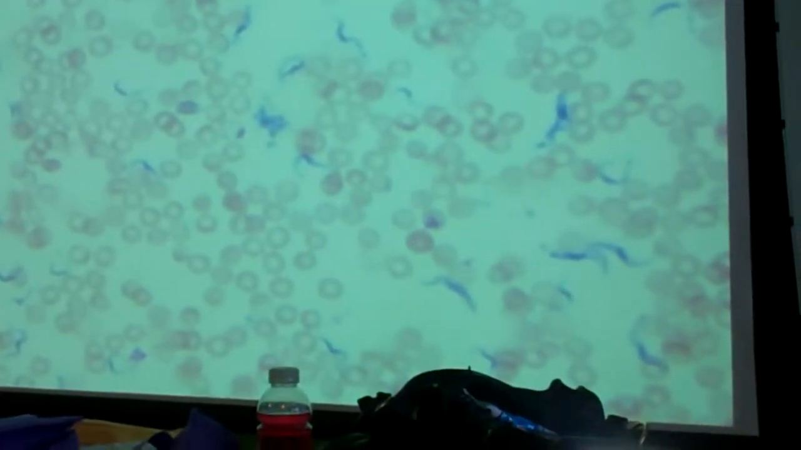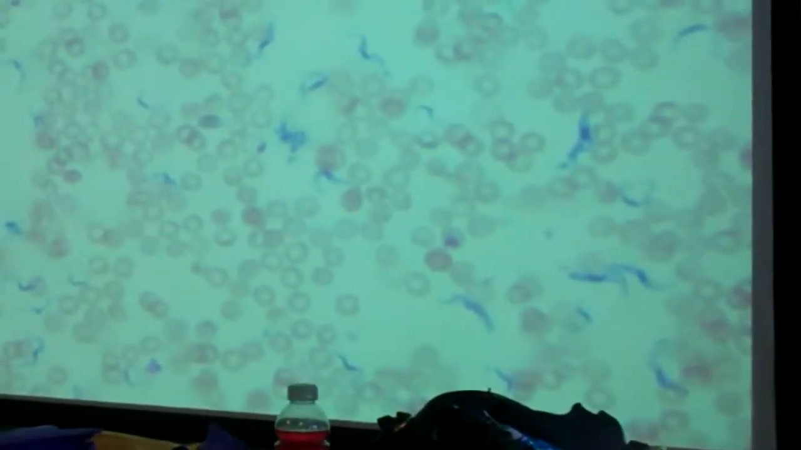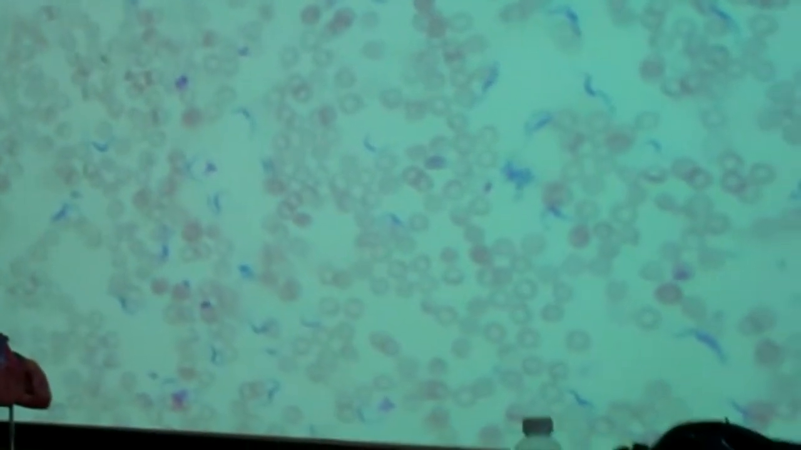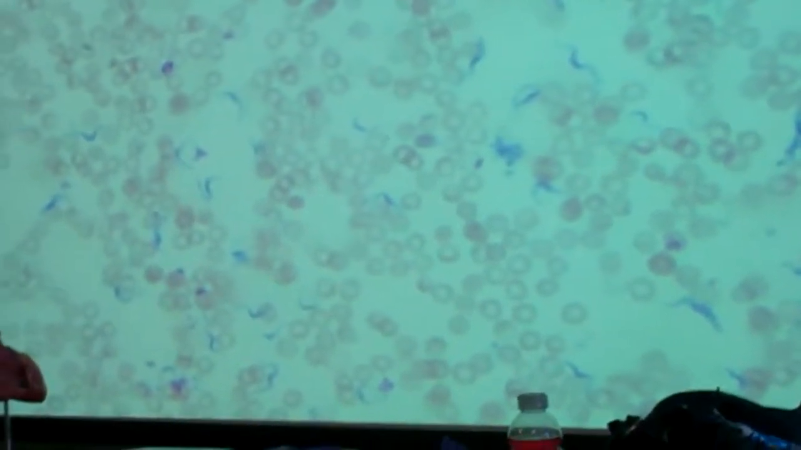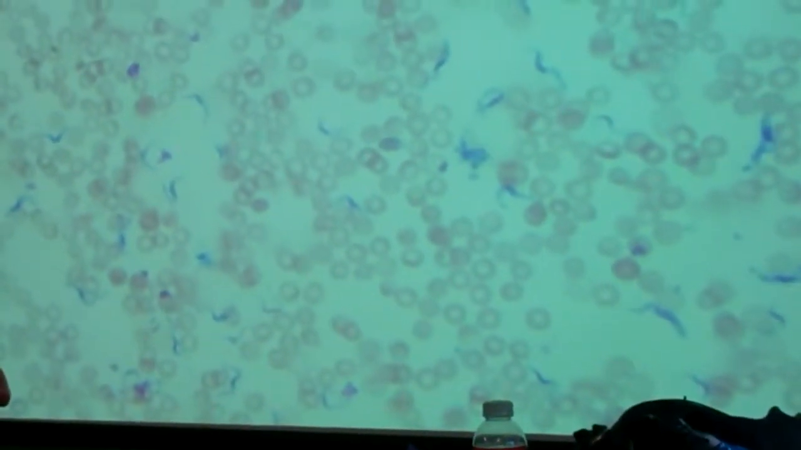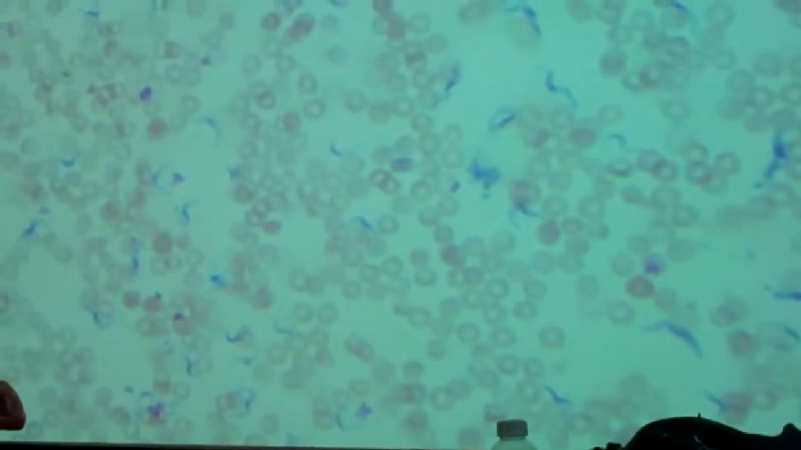Do I need to point them out to you, the worms? You see them, right? The Plasmodium, all the blue worm-like structures you see. Those are Trypanosoma gambiense. All right, so that's easy to distinguish, to identify, right? And then the last one is the Plasmodium vivax. This is the protozoan that causes malaria.